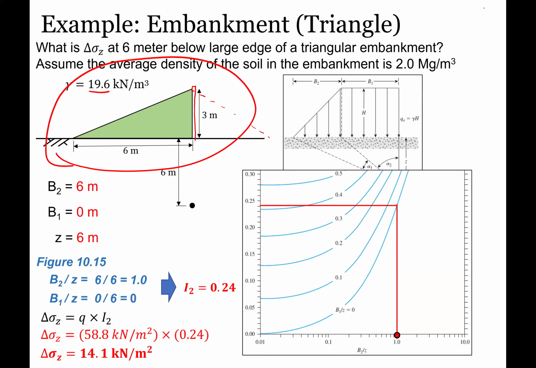So you can only multiply this delta sigma Z by 2 if it is symmetric through that center line, meaning that we are looking for the point in the center of this whole thing. This one's on the edge though, so we're good. We don't need to multiply it by 2, and this is the answer.